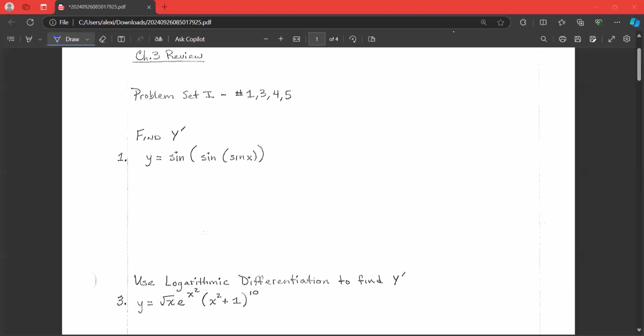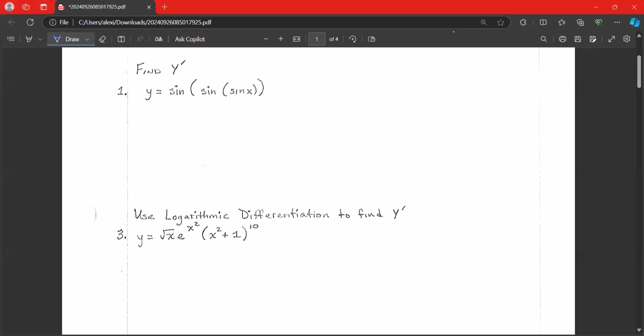All right, let us do some problems from chapter 3 as a review. We'll start with problem set 1. For number 1, we need to find y prime. So y prime is equal to cosine of sine x times cosine of sine x times cosine times 1.